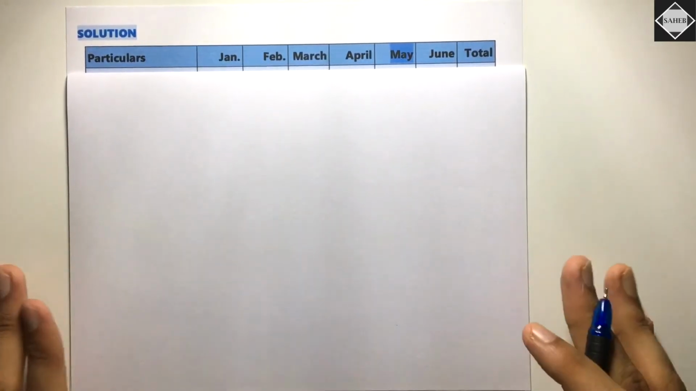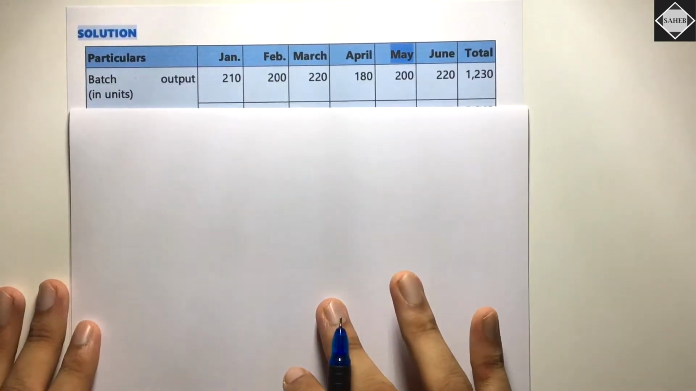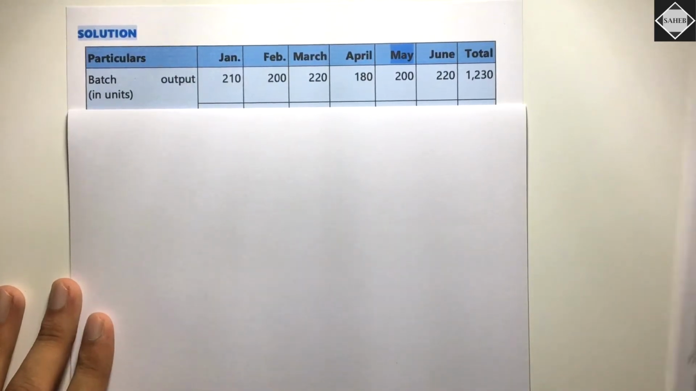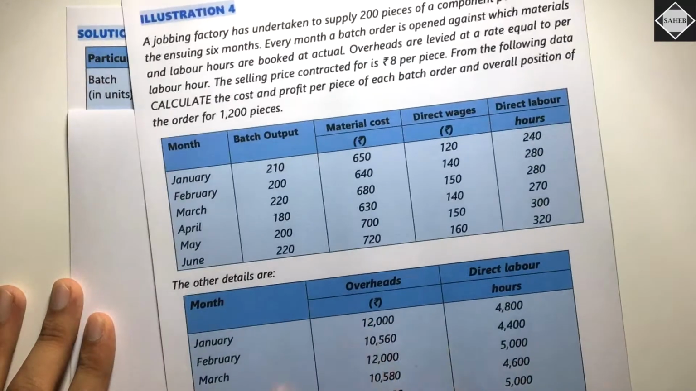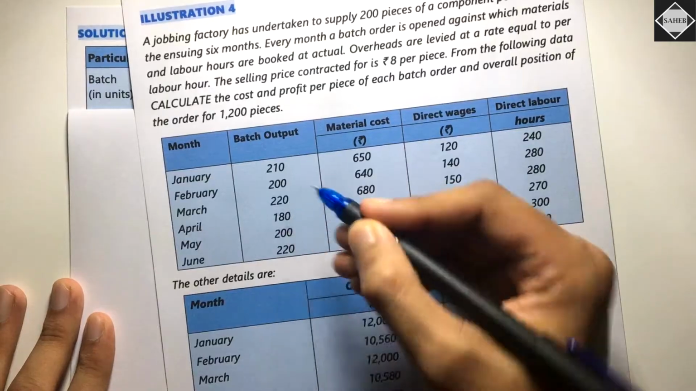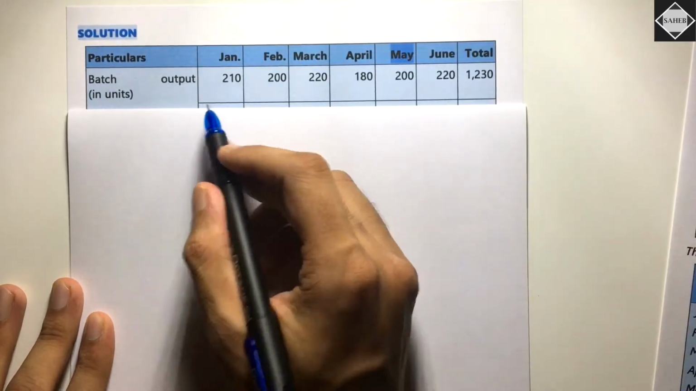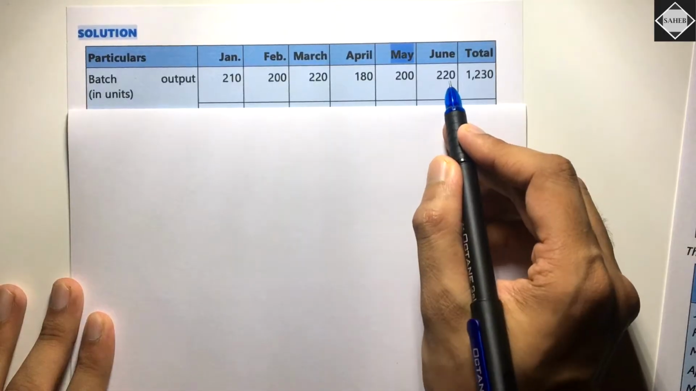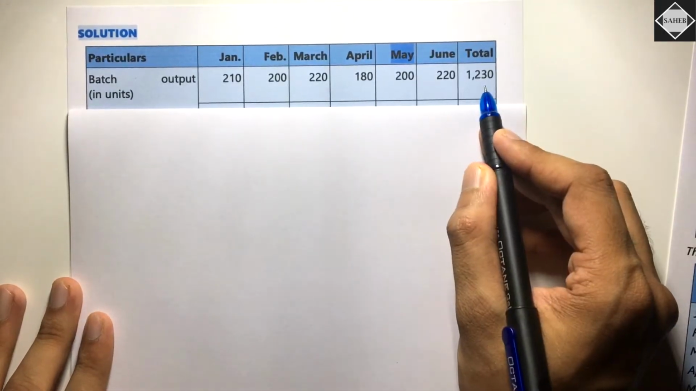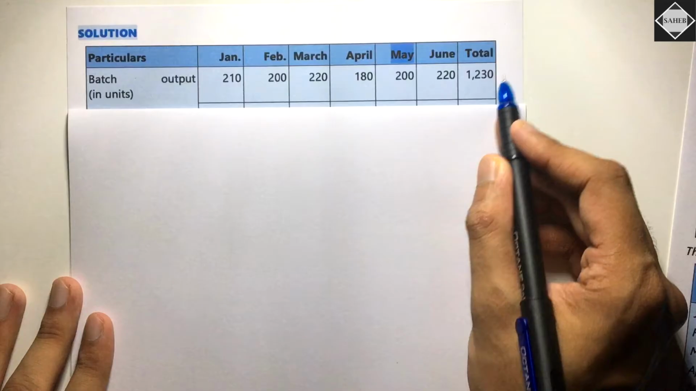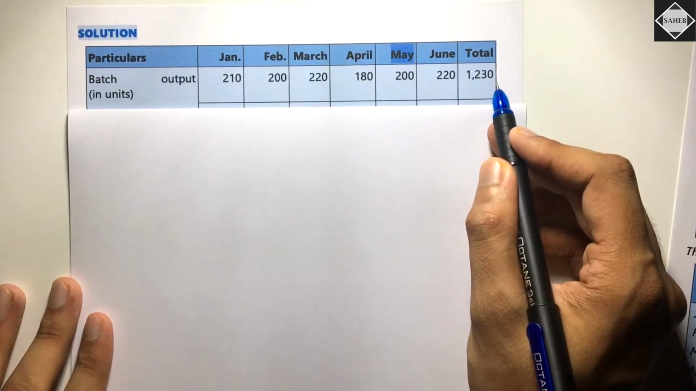It's really simple. Let's do this. First, we have to take the actual output that has been produced, which is given in the question. Really simple: 210, 200, 220, 180, 200, 220, isn't it? So just copy that down. Is it clear? And if you take a sum of this, that's equal to 1230. So we have produced more. That's fine, it happens.